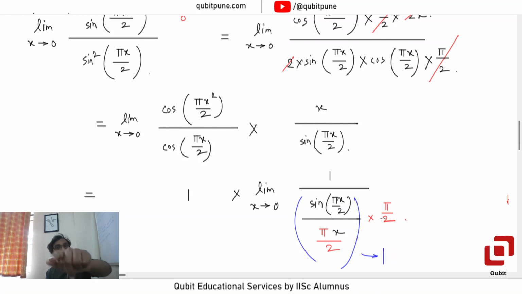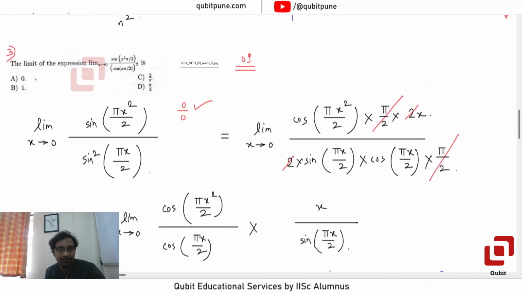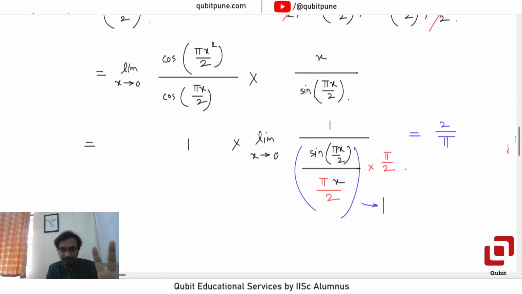Okay, and that is pi by 2 in the denominator, so eventually it will come in the numerator and become 2 by pi. Okay, 2 by pi, that is option C. And if you are not convinced how we did that, fine, we can apply L'Hospital's rule right here also.